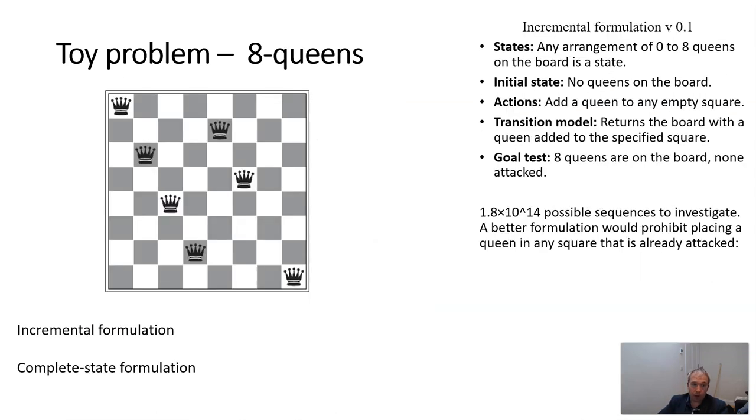So another problem is the A queens problem. The goal of the A queens problem is to place A queens on a chessboard such that no queen can attack any other queen. And again, you should know your rules of chess. A queen can attack vertically or horizontally or diagonally, in both directions.